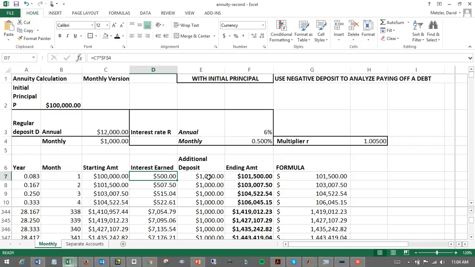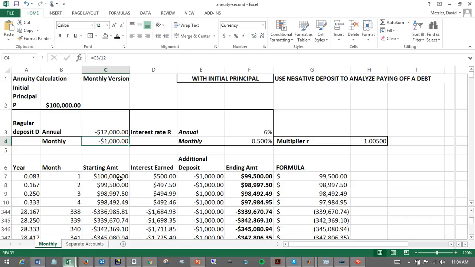Now, here's the thing. I'm trying to pay off the debt. So I don't want to add $1,000 to the debt, but I can change that very easily by just changing this to a negative number. And now let's see what happens. I owe $100,000. They charge me $500 of interest, so I owe $100,500. But then I knock that down by $1,000, and so I am a little bit better off that I only owe $99,500. I'd like to only owe $99,000, but they charge me that interest, and that's how the bank makes money.